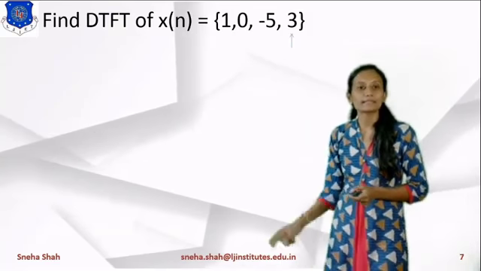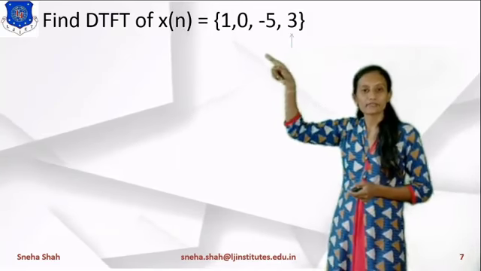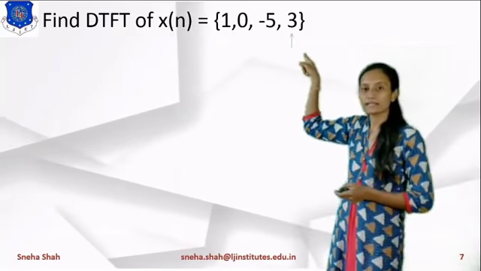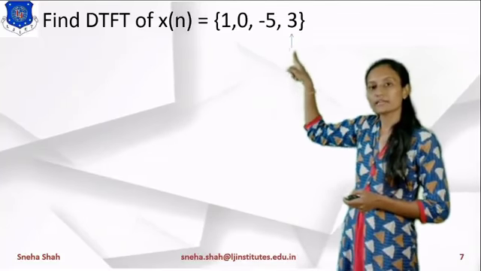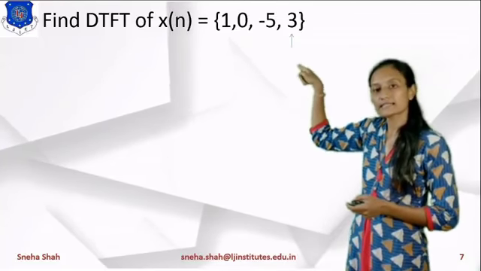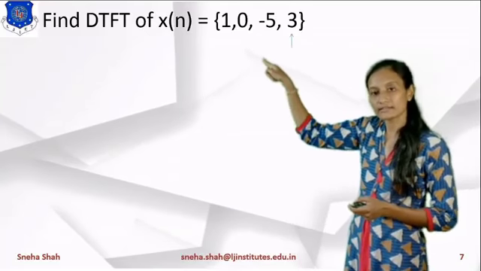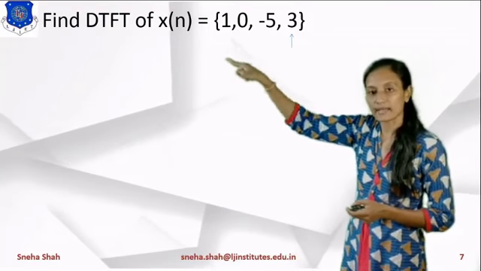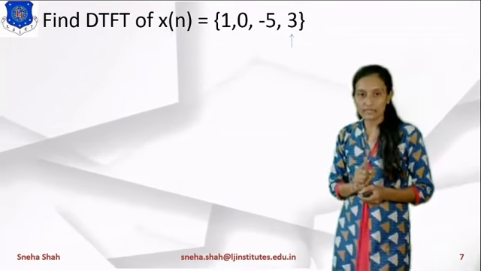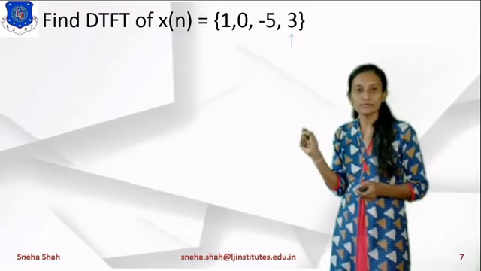Now the next example is find DTFT of x of n equals 1, 0, minus 5, 3. In this, the arrow is given below the 0. It means this will be considered as n equals 0. Before that, the terms will be minus 1, minus 2 and minus 3, right? So the range of n will be minus 3 to 0.